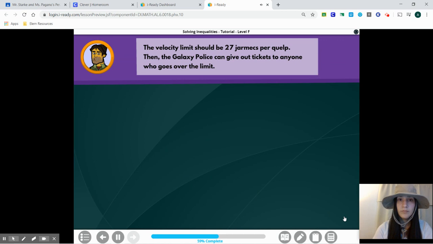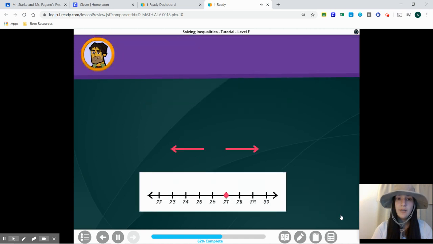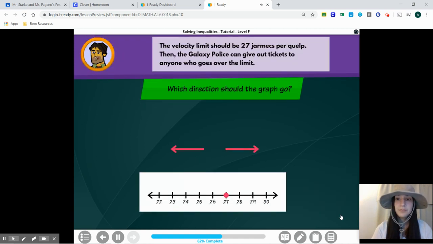The velocity limit should be 27 Jomex per Quelp. Then the Galaxy Police can give out tickets to anyone who goes over the limit. Let's make a graph. Drag and drop the correct circle to its place on the number line. So we know we want a closed circle because it's 27 or less. And now we know we want it to point to the... Which direction should the graph go? Left, because we want all the numbers that are smaller than 27. That's one nice looking graph.